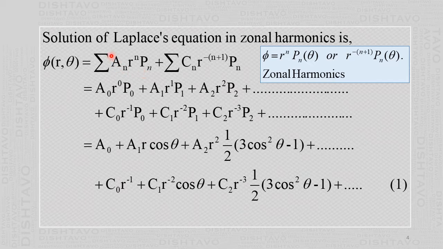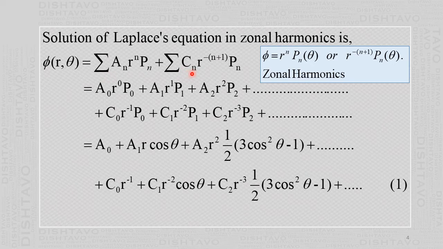So we have written here the summation of some constant times r raised to n Pn, and similarly the summation of some constant times r raised to minus (n plus 1) Pn. So it is a linear combination of these solutions. Now for n equal to 0, it is a0 r raised to 0 P0. For n equal to 1, a1 r raised to 1 P1. For n equal to 2, a2 r raised to 2 P2. Here the c's and a's are constants.